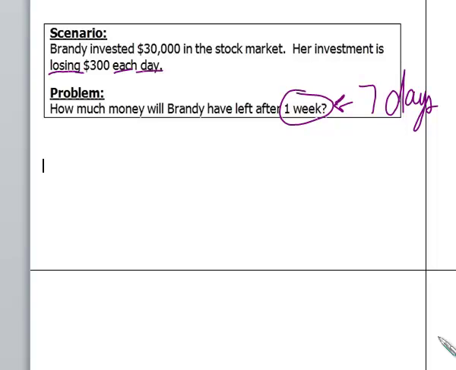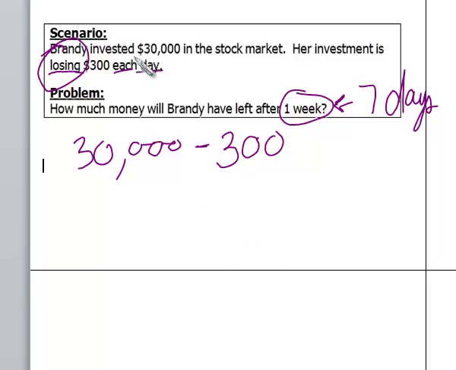Okay, so she's starting out with 30,000, and then she's losing. So the mathematical operation for losing would be subtraction. So we are losing $300 each day. Well, that each day is my variable. That's where I'm going to place my variable. So I can use D for day, or I can use whatever you would like. But I'm just going to use a simple X. And so all of this is equal to my Y.